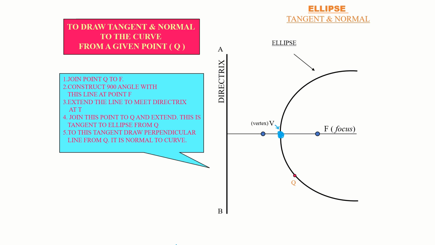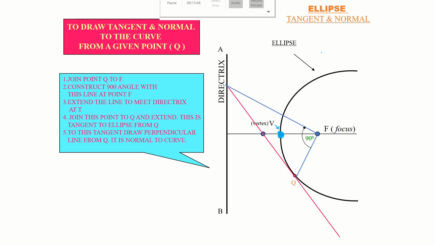So I'm connecting Q and F. Q and F is connected. For this line, I'm going to draw a 90-degree line which should touch the directrix. So for QF, I'm going to draw a 90-degree line and that line should touch the directrix. So I've got another point on the directrix. From this point, I'm connecting Q. First I have drawn this QF and then I have drawn a 90-degree line from F.